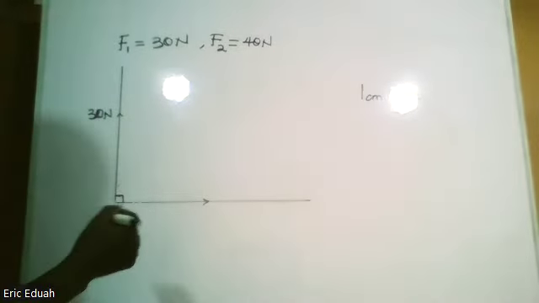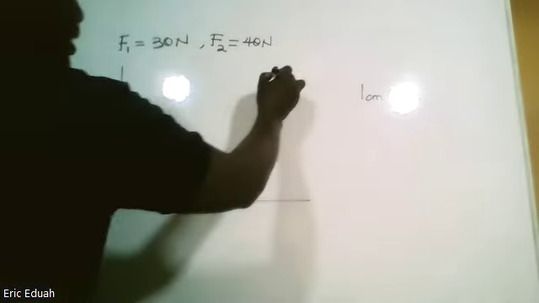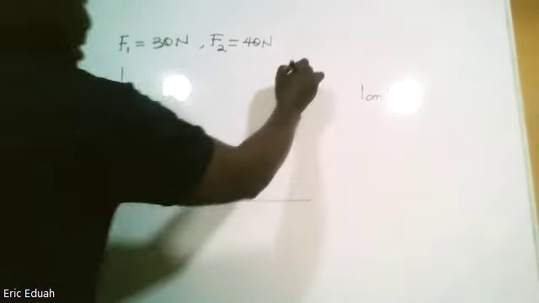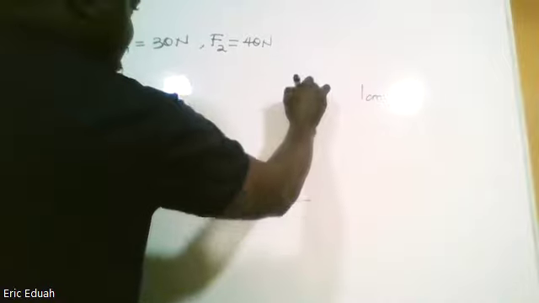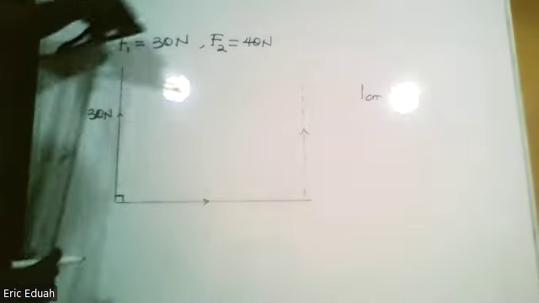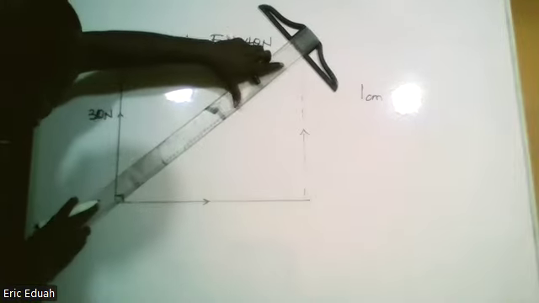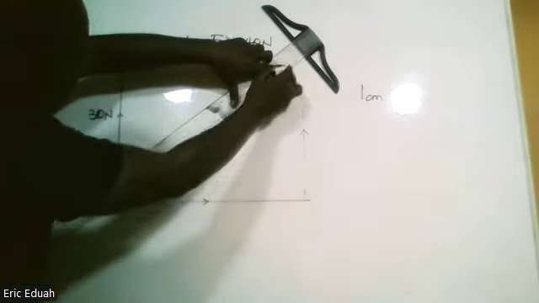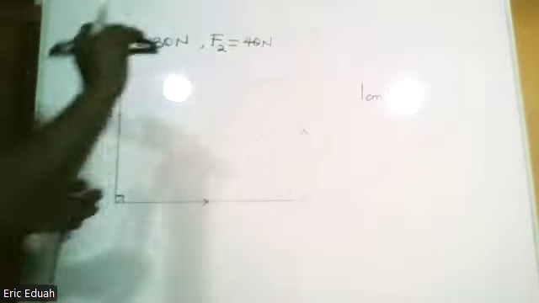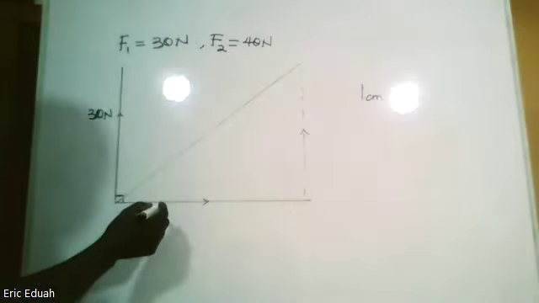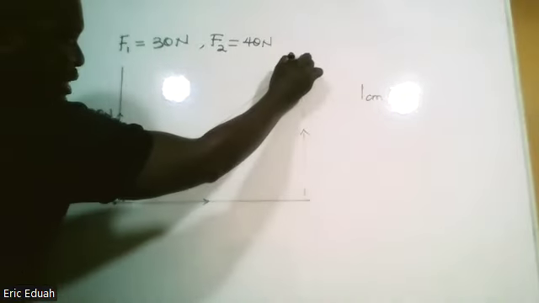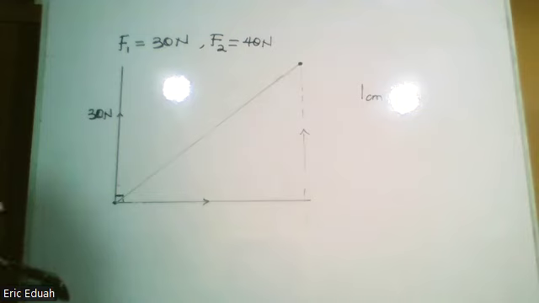You need to measure 8 centimeters. When you finish, to scale, you use equal vectors. Whatever is here must be equal to whatever is here. Then you have the direction of the resultant being from this point to this point. So once you have taken them into scale, when you measure from here to here, it must give you the resultant.